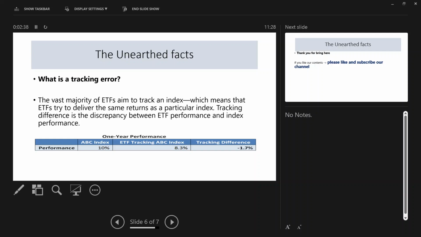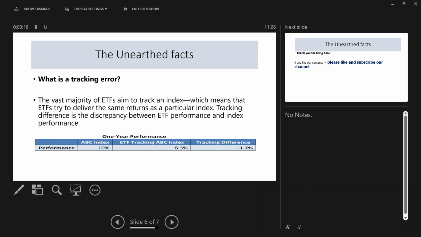This is called tracking error. What happens once these funds, ETFs, replicate the composition of the listed Nifty 50, for example? The movement in the market and the ETF will have a bit of difference. That's called tracking difference. Look at here itself. An ETF that's trying to replicate an ABC index has 8.3, and that ABC index has, let's say, for example, 10% yearly, one year performance. So 1.7% you are just losing because of that tracking difference.